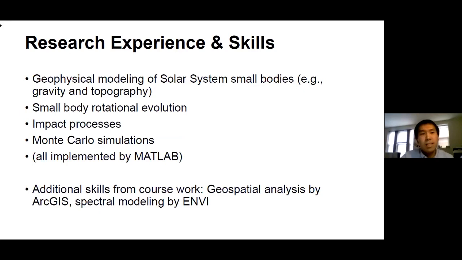In my graduate work, I've gained geophysical modeling experience of solar system small bodies, in terms of Ceres, Vesta, and Arrokoth actually. For Ceres, it's mainly on its gravity and topography. For Vesta and Arrokoth, it's basically using a Monte Carlo simulation to study their rotational evolution due to impacts. Through this work, I also got interested in impact processes such as pi-group scaling laws. And for my classwork at graduate school, I also have experience in geospatial analysis using ArcGIS software and spectral modeling using ENVI software. And next slide, please.